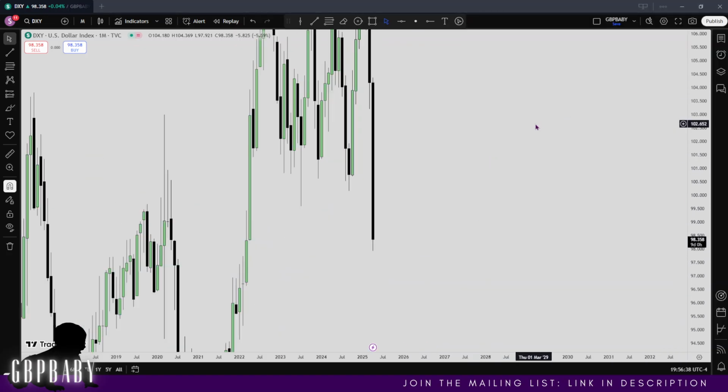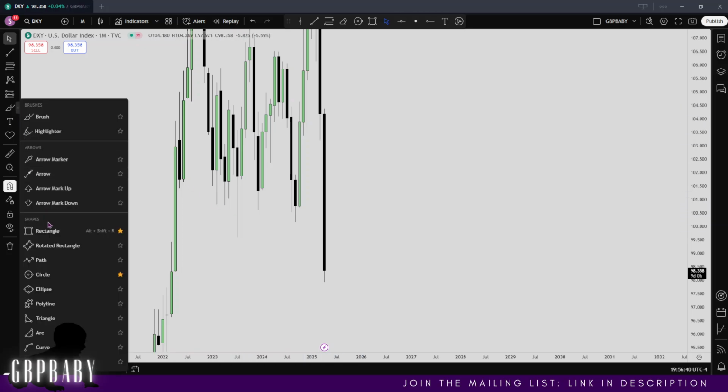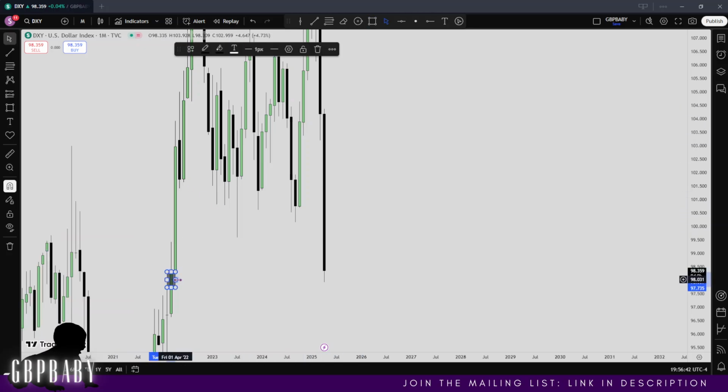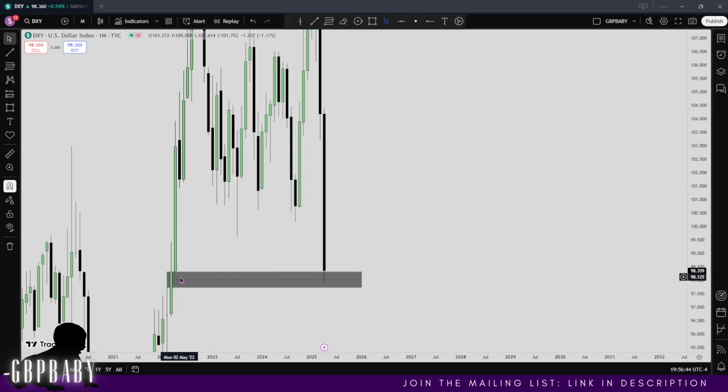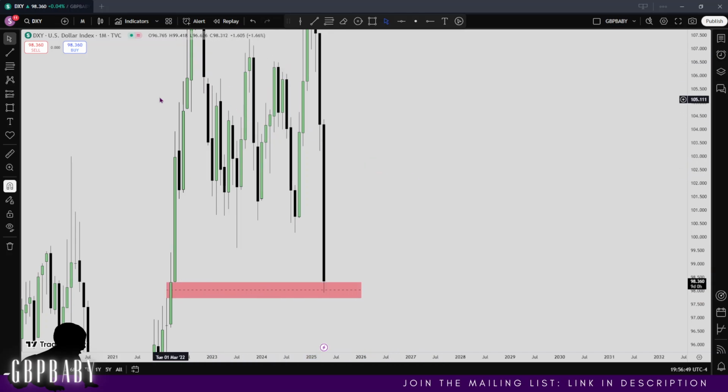And then there's a few things on the monthly I want to draw attention to. First, this fair value gap right here, which is what we're trading into. And I have drawn our attention to this before. We can see that we've traded down to the 50% level of that. And then we now have an inversion fair value gap as well between this open and this low. Sorry, this high and this low.